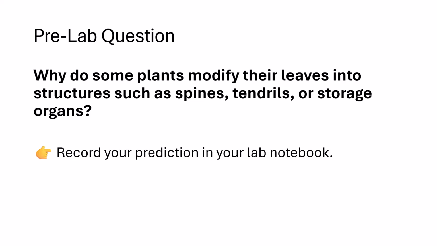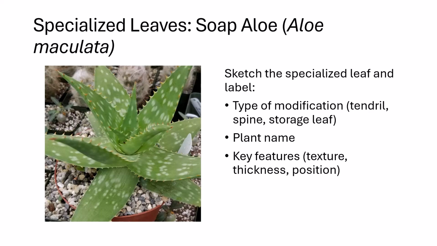Before observing the specimens, think about how different environments create different challenges. Why do some plants modify their leaves into structures such as spines, tendrils, or storage organs? Consider factors such as herbivore damage, water availability, competition for light, and mechanical support. Record your prediction in your lab notebook before continuing. Examine the plant specimens provided on the next few slides. In your lab notebook, sketch each one and label the type of modification, the plant species, and important structural features such as thickness, rigidity, surface texture, and where the structure arises on the plant. Focus on how the form of each leaf reflects its function.